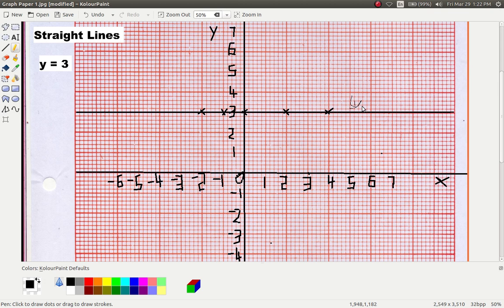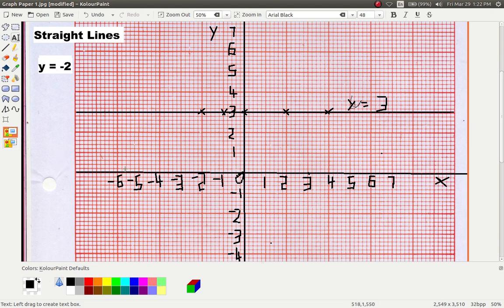So think about it. Let me label it here. Y equals 3. Now, I want another line. Let's try another y. Y equals negative 2. Y equals negative 2. What's that all about?